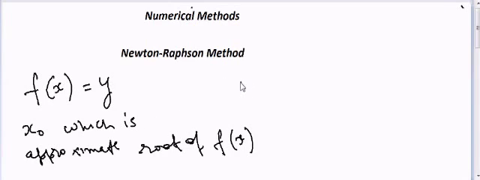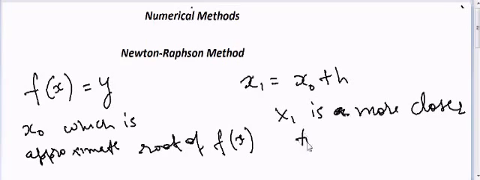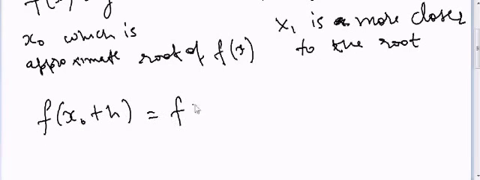So let's assume that x1 is equal to x0 plus h, where x1 is closer to the root. So now in this case we need to calculate the value of x1. So let's write f of x0 plus h, which is equal to f of x1, and we can expand this function using a Taylor series.